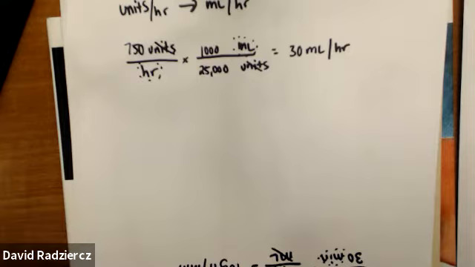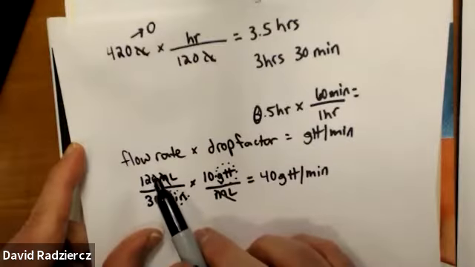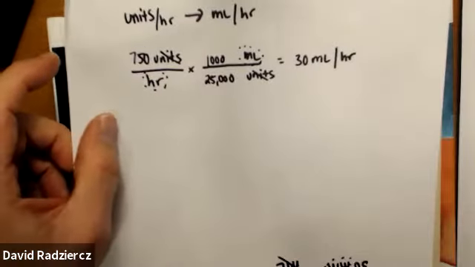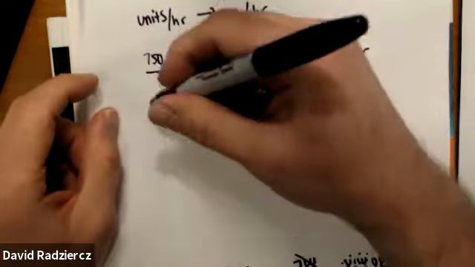So again, I don't care about the quantity of the bag. The only reason I would ever care about the quantity of the bag, meaning the 500 milliliters, is if I wanted to know when that was going to run out. What I care about, remember, when I'm calculating drop rate, I need two pieces of information. I need the flow rate and I need the drop factor. So what's my flow rate? My flow rate is 120 milliliters per hour.